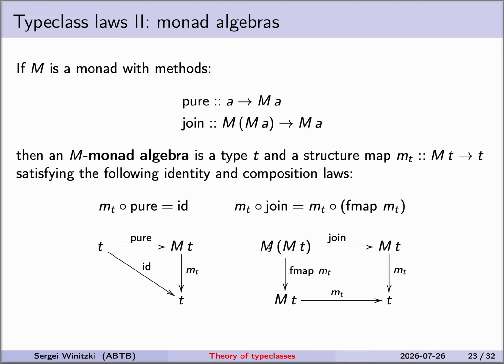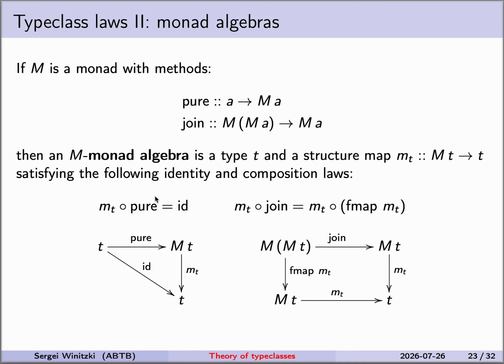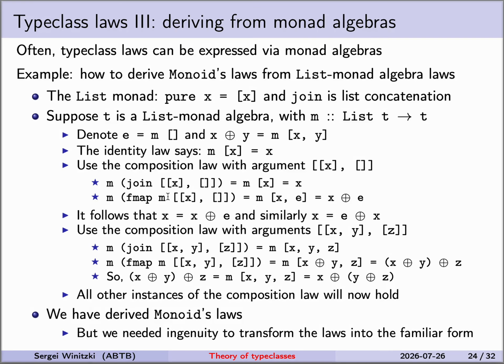So what is this initial value of type M of mt? That is supposed to be a list of lists. So let's take this one, for instance. And then we apply the left-hand side of the composition law and the right-hand side of the composition law. The left-hand side gives us this, and the right-hand side gives us this. So then, because they must be equal by law, x must be equal to x plus e. So we have derived the right identity law. And similarly, if we put first the empty list and then x, we'll derive the left identity law.